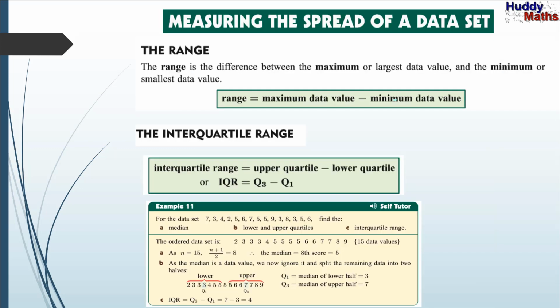Okay, so what are we going to do? Well, you would have guessed it by now, I suppose: measuring the spread of a data set. Again, it's a bit of revision, but there's something new here too. The range is what we've used before, the maximum data value minus the minimum data value.